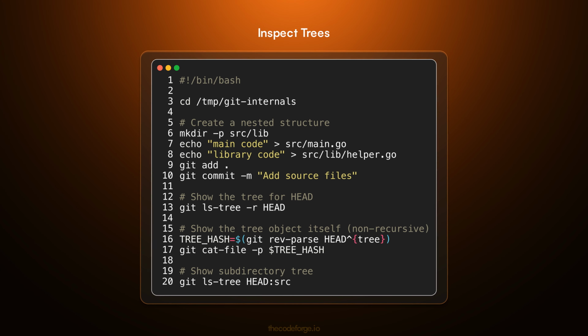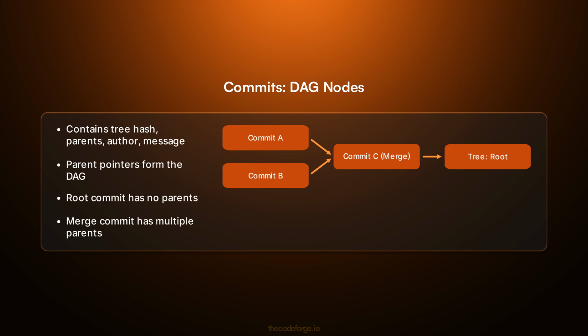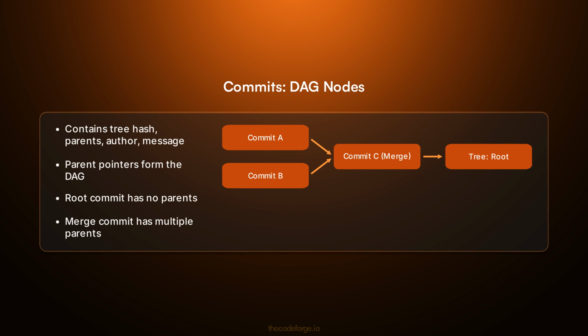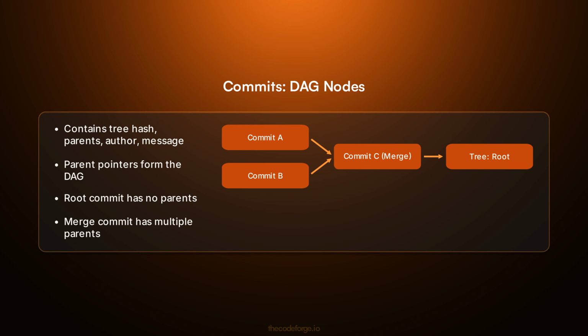git ls-tree -r HEAD shows the recursive listing, and git cat-file -p on the tree hash shows the raw tree object. A commit object ties everything together. It contains a tree hash, 0 or more parent commit hashes, author and committer info, timestamp, and a message. The parent pointers form the DAG. A linear history is a chain with 1 parent each. A merge commit has 2 or more.